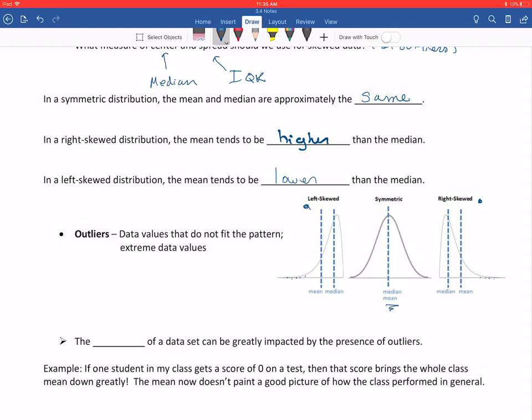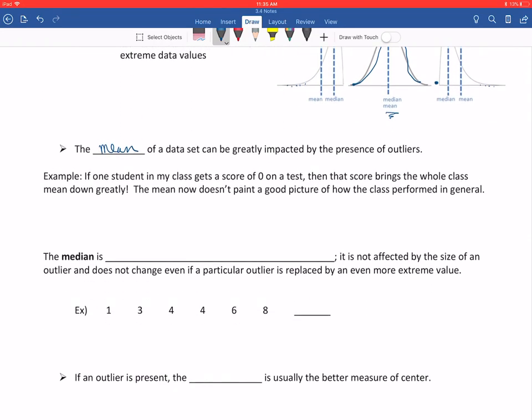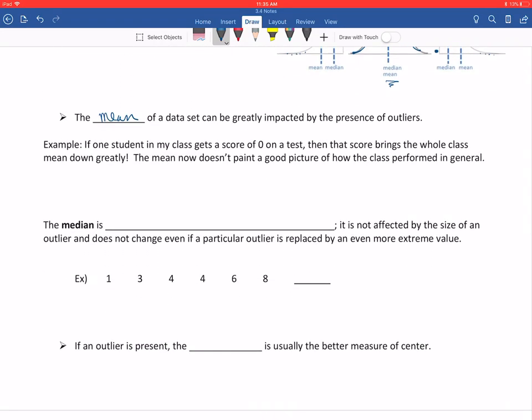And then just as a reminder, outliers are those data values that may not fit the pattern or are very extreme. Okay, the mean can be greatly impacted by the presence of outliers. So again, even if your data isn't skewed, just one single value, maybe in this skewed distribution, one single value very far out can pull the mean drastically back and forth, but the median won't as much.